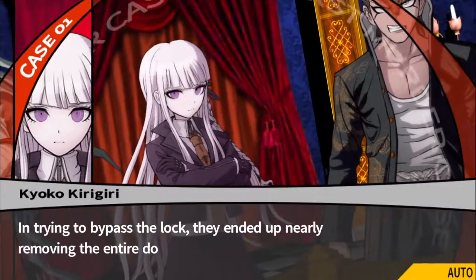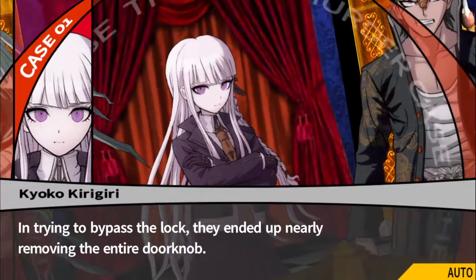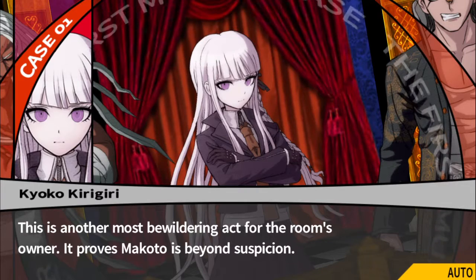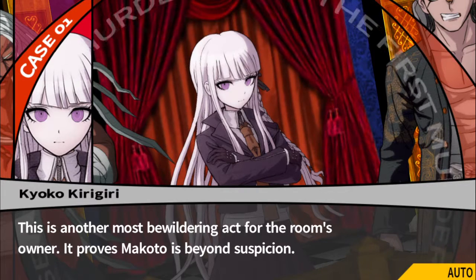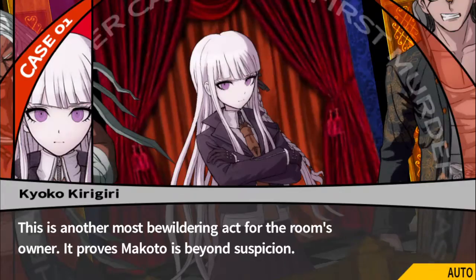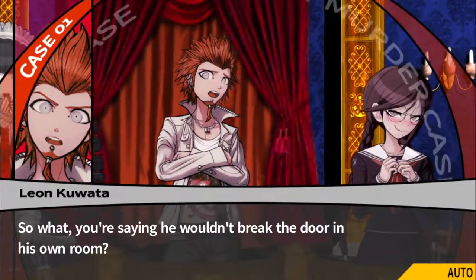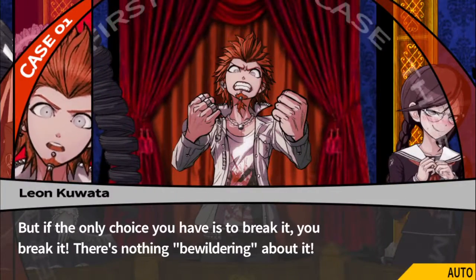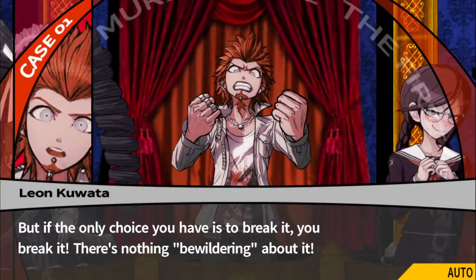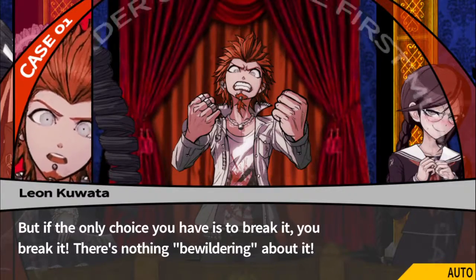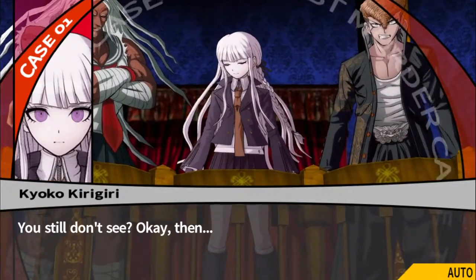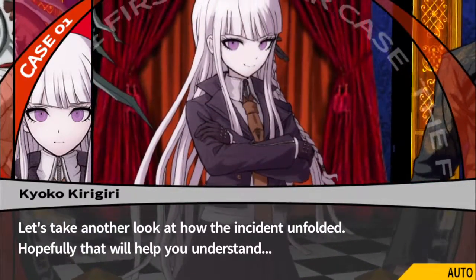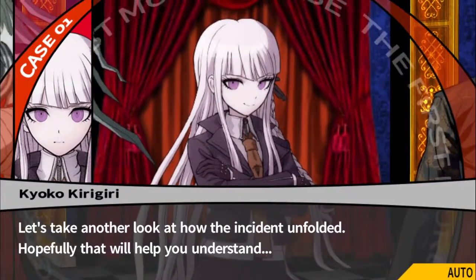In trying to bypass the lock, they ended up nearly removing the entire doorknob. This is another most bewildering act for the room's owner. It proves Makoto is beyond suspicion. So what? You're saying he wouldn't break the door in his own room? But if the only choice you have is to break it, you break it. There's nothing bewildering about it. You still don't see? Okay then. Let's take another look at how the incident unfolded. Hopefully that will help you understand.